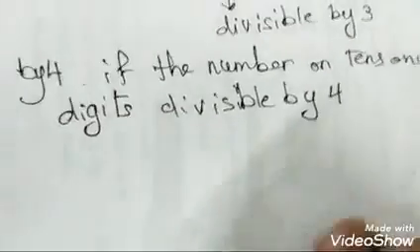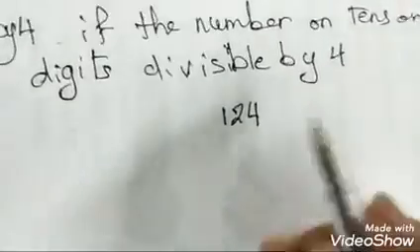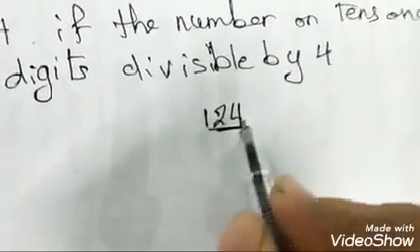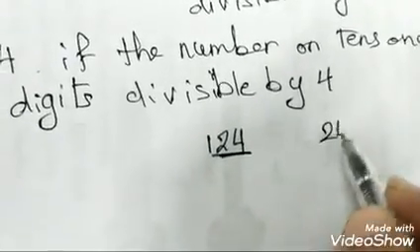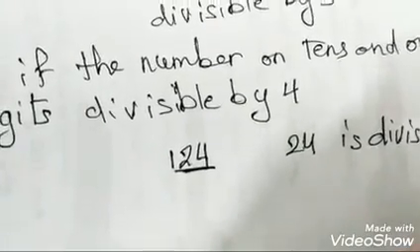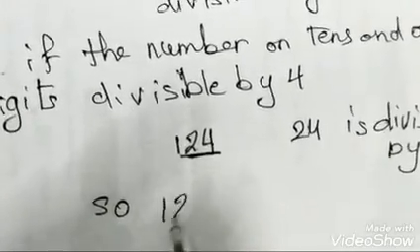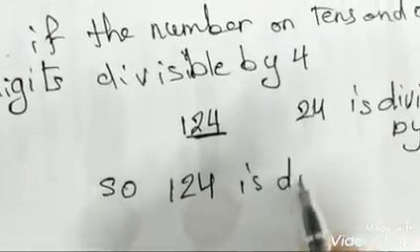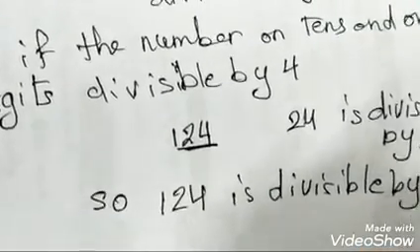What does it mean? Like 124, it's divisible by 4. Why? Because for the ones and tens, 24 is divisible by 4. So 124 is divisible by 4.